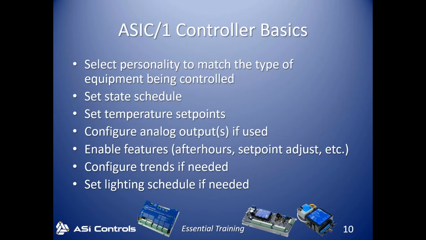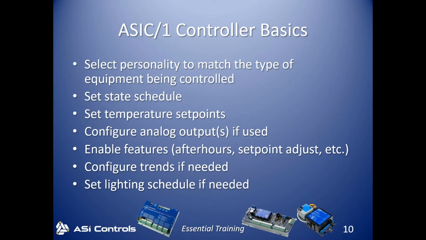And so when programming ASIC 1 controllers, these are some of the things that you'll want to consider. One of the first things I do is set what's called the personality, and that basically assigns the digital outputs. So if it's like a VAV controller, is it a straight VAV or is it a fan-powered box? And then what digital outputs are being used for reheat, whether it's electric heat or a floating hot water valve or whatever.